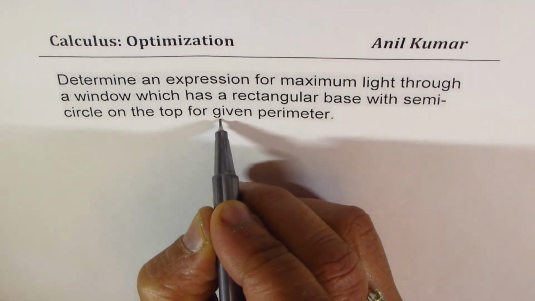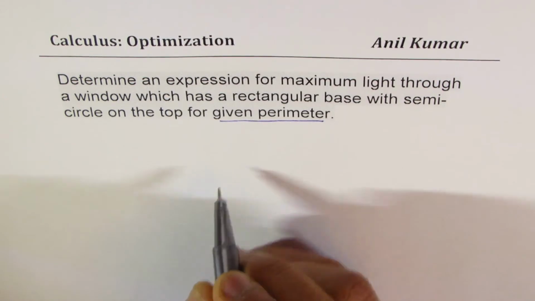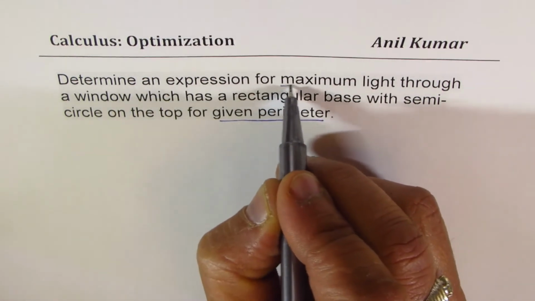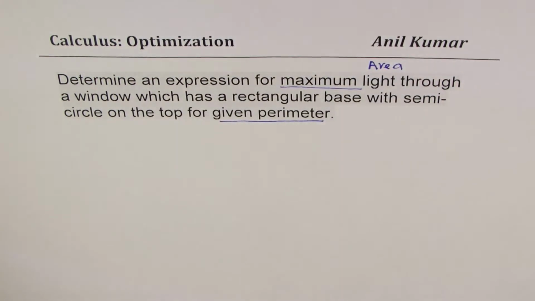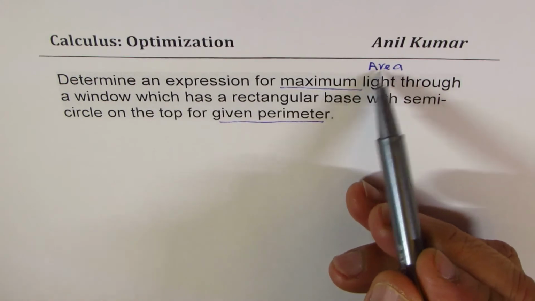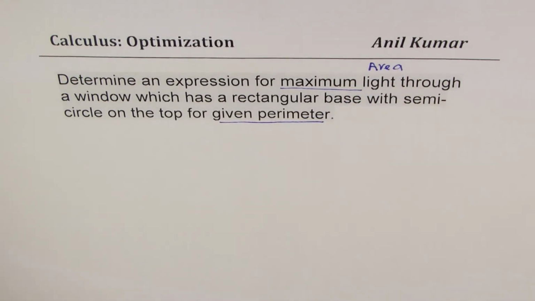So we are given perimeter, we need to maximize area, that is. So maximum light means we have to maximize area. So that's the question for us. So what should be the dimension which relates this maximum area with the given perimeter?